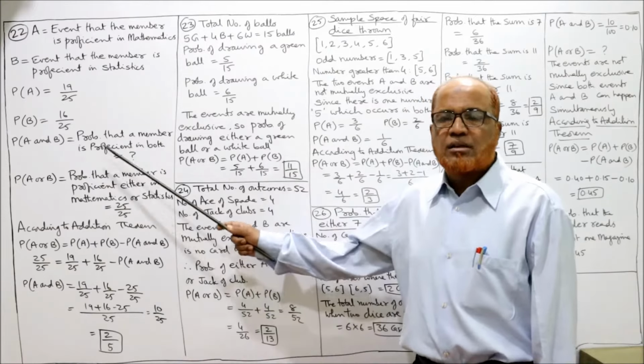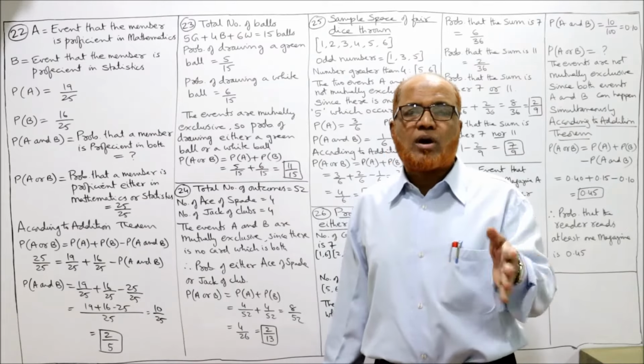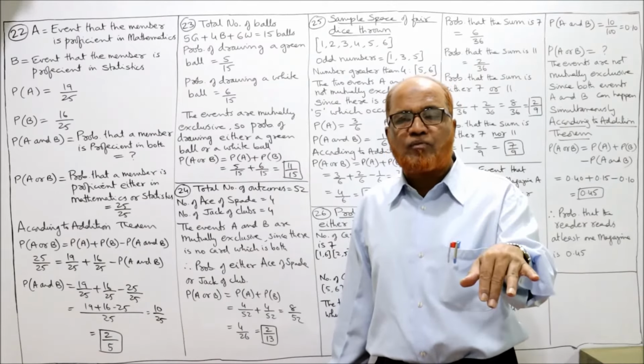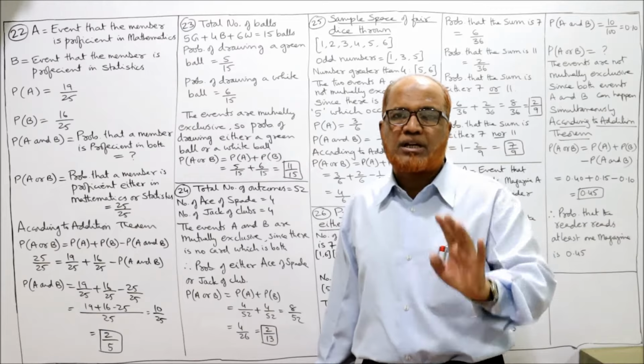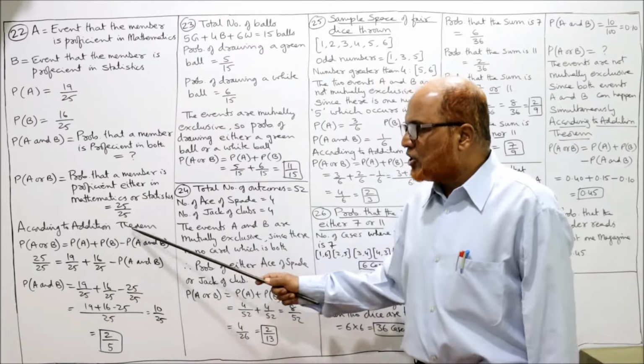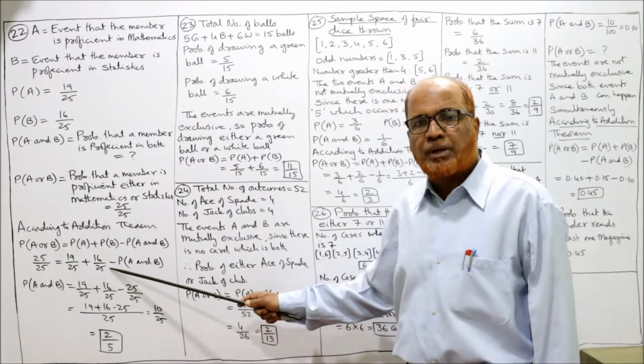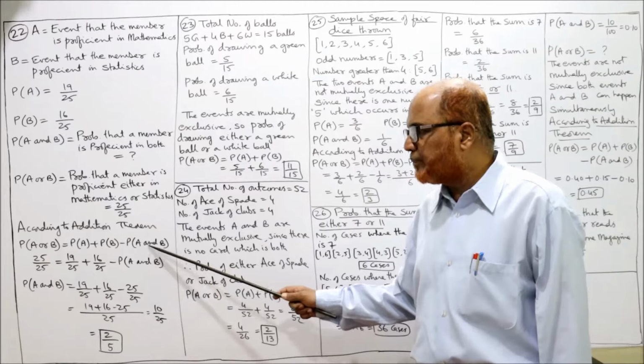In this case, the events A and B are not mutually exclusive because a person can be proficient both in mathematics as well as statistics. So according to the addition theorem, P of A or B is equal to P of A plus P of B minus P of A and B.